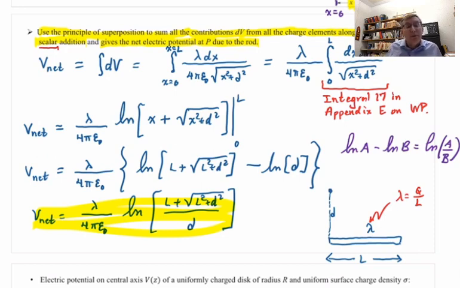Note that inside the logarithm, the numerator is larger than the denominator. So I'm taking the log of a number bigger than 1. So I know this result's going to be positive if lambda is positive. Right? If the charge that's smeared out uniformly along the rod is positive, then that would make the lambda positive. You could have a negatively charged rod. Then the lambda would be a negative number. Then the V net would be a negative number because of the lambda there. Okay? All right, so the point is, this is how you tackle this kind of problem.